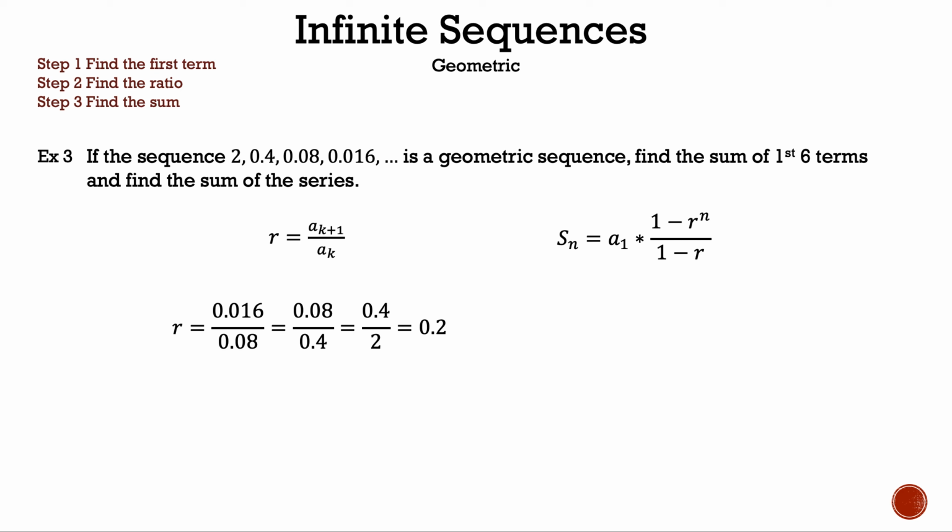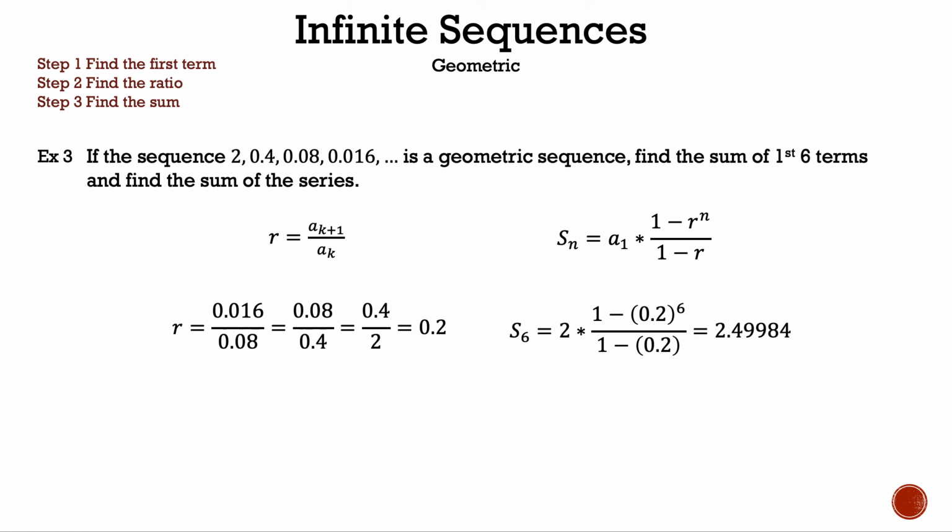Now we have our ratio, 0.2, and we want the sum of the first 6 terms. So let's go ahead and substitute 0.2 and 6 into the formula. And now we have S of 6 is equal to 2 times 1 minus 0.2 raised to the power of 6, divided by the quantity of 1 minus 0.2, and that is equal to 2.49984.